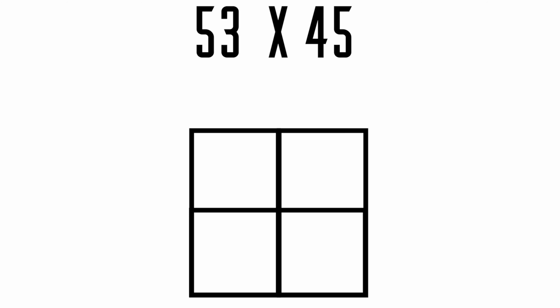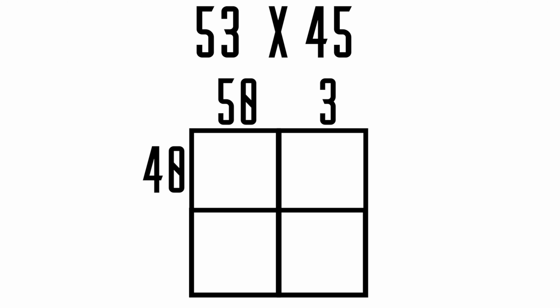Let's start with our numbers that we will be multiplying together. We have 53 and 45. Now we can draw a grid. We begin by splitting the numbers up into their tens and then their units. So, for the number 53, we have a 50 and a 3, and for the number 45, we have a 40 and a 5. Now we have to multiply each number together.